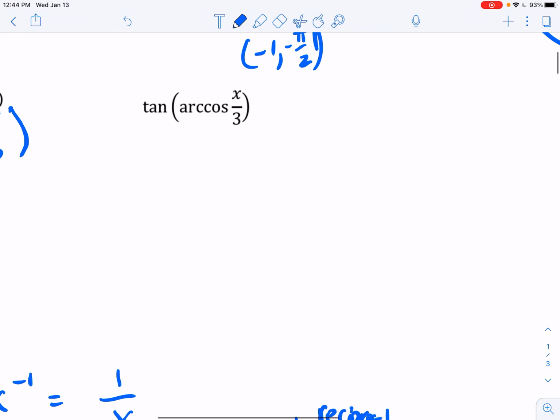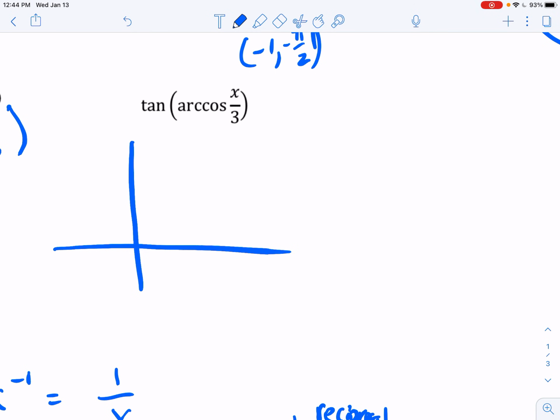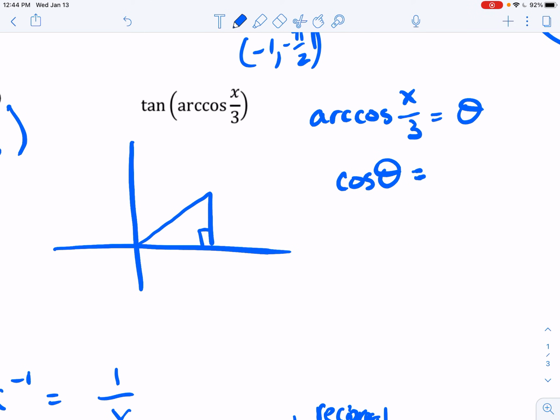This one is a new type of problem. I don't remember if I made another video on this, but here we go. What I would do when I see an x or other numbers, if it's something that's not unit circle friendly, then let's draw this and say, okay, arc cosine. So they're basically saying arc cosine of x over 3 is equal to some angle theta. So that's like saying cosine of theta is equal to x over 3. So if this is my angle theta, cosine is going to be adjacent over hypotenuse, and there we go.